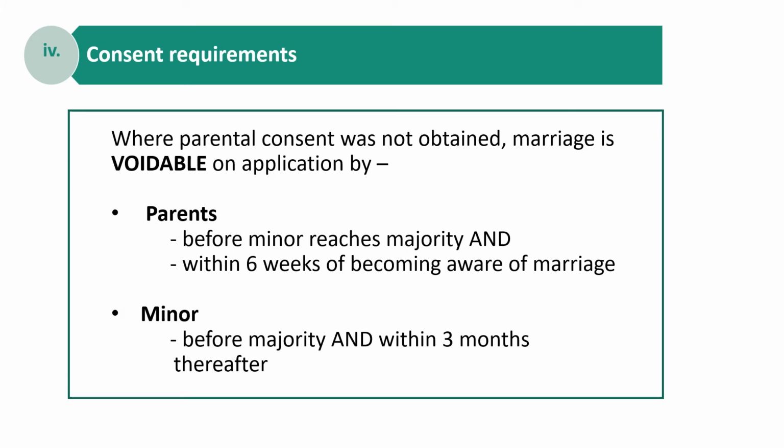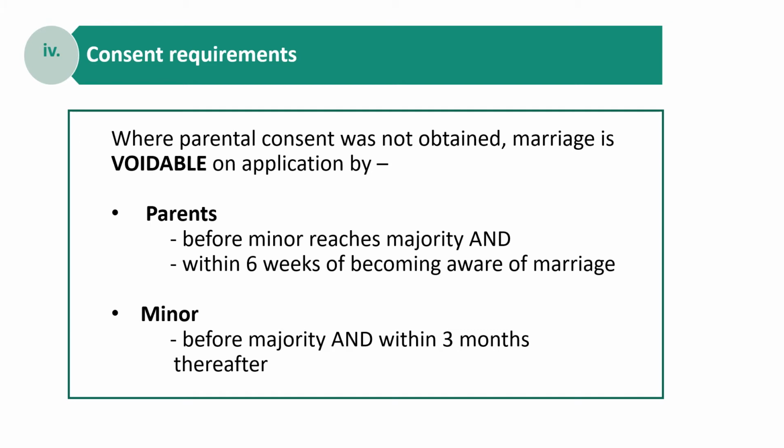According to the Marriage Act, either the parent or guardian or the child him or herself may apply for annulment of the marriage, but only within very strict time limits. The parents or guardians must apply before the child becomes a major and within 6 weeks of becoming aware of the marriage that was concluded without their consent. So both of these requirements must be met.